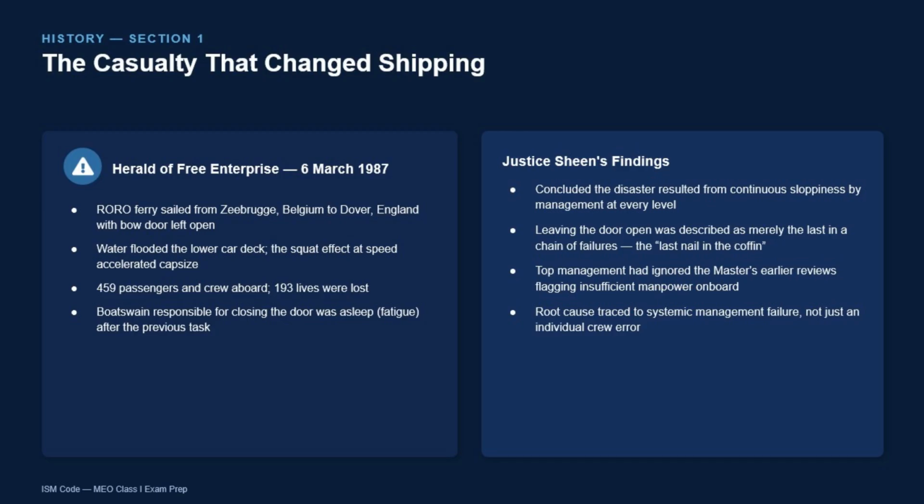The official investigation led by Justice Sheen concluded that the disaster was not simply due to one person's mistake. He described the open bow door as merely the last link in a chain of failures and pointed out that there had been continuous sloppiness by management at every level. The root cause was identified as a failure of management and safety culture rather than an isolated human error. This accident became the foundation for the development of the ISM Code.